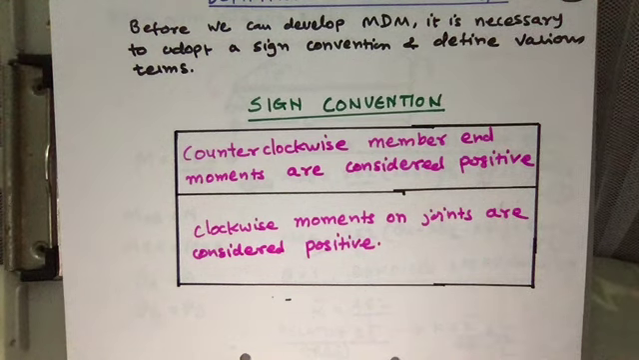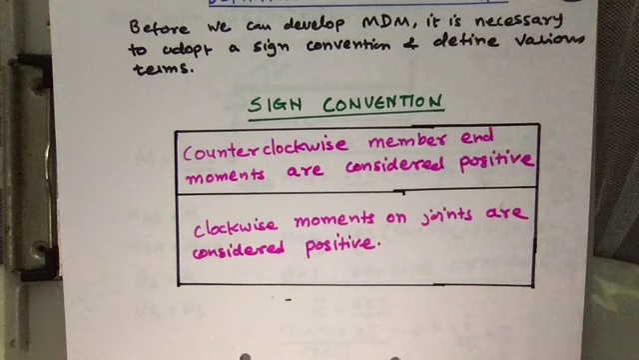Now, before we proceed for understanding the method completely, we have to understand some definitions and terminology. First thing is sign conventions. All counterclockwise moments on the members are considered as positive. All clockwise moments on joints are considered as positive.